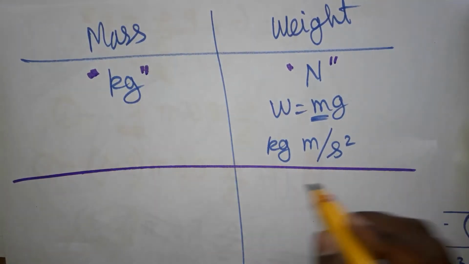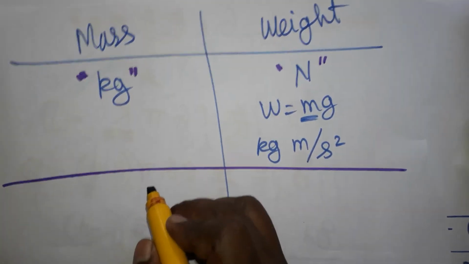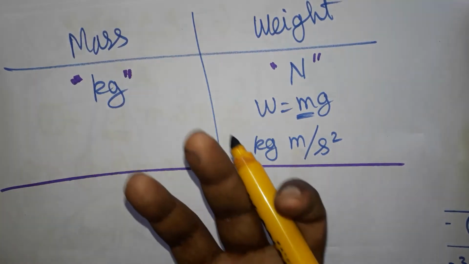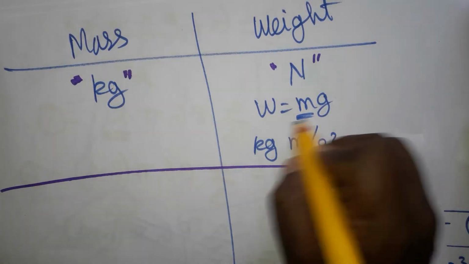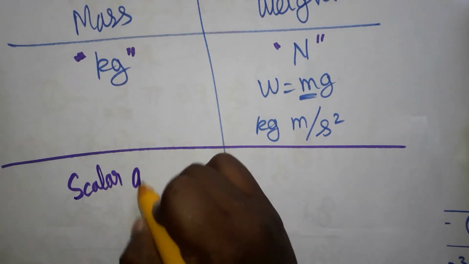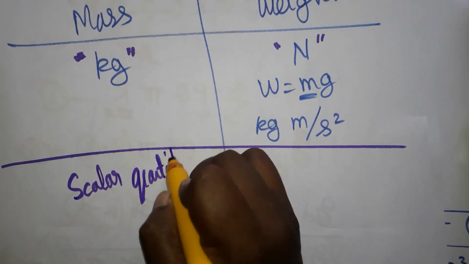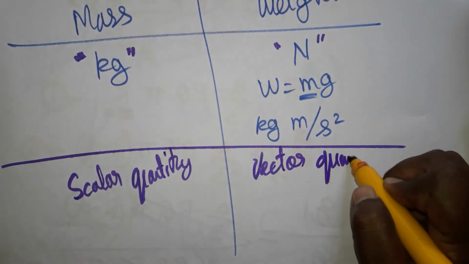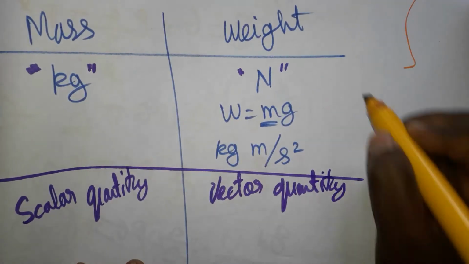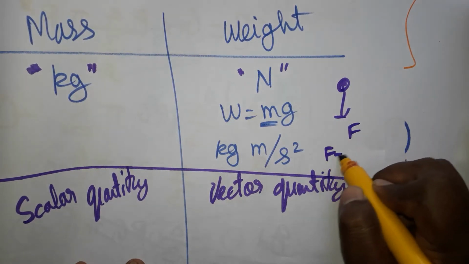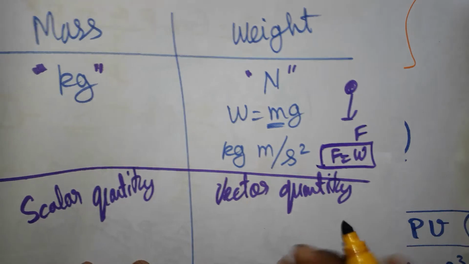The next point: mass is the quantity of matter which is contained in the object. Weight is going to be mass into gravity, and mass is a scalar quantity. Scalar quantity means it does not have any direction. Weight is a vector quantity, it has a particular direction. If the object is dropped, it is going to have a particular direction. It is a kind of force. Force is equal to weight when the object is moving under gravity.